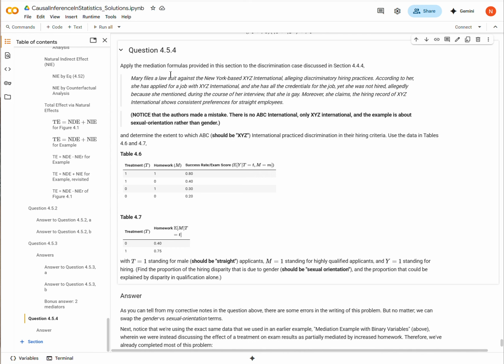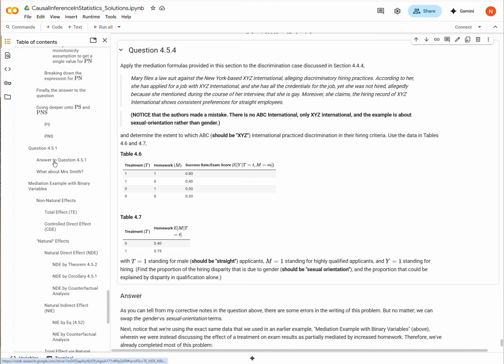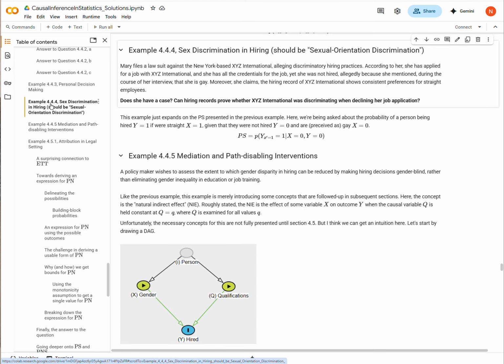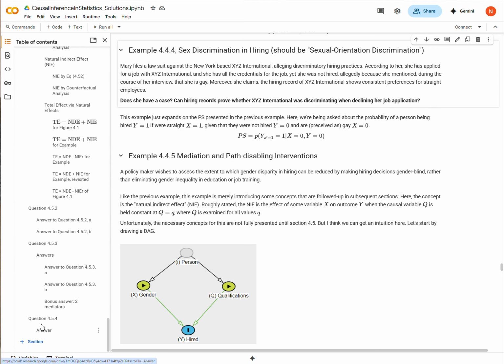So here is the question with some edits to it. Everything that is indented or bolded is my editing here. We are going to apply the formulas provided in this section to the discrimination case discussed in section 4.4. And here is the little blurb from the example in section 4.4. If you go back in the playlist, you will see that we actually looked at this example.